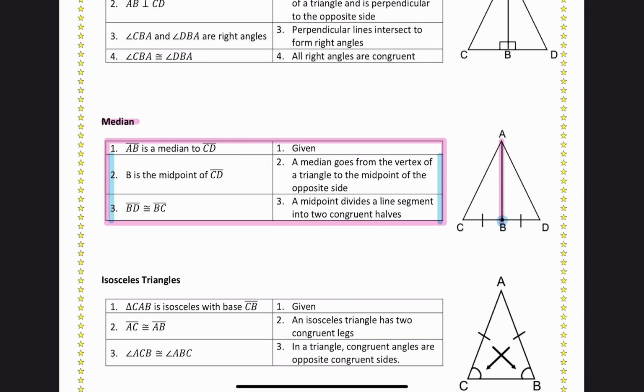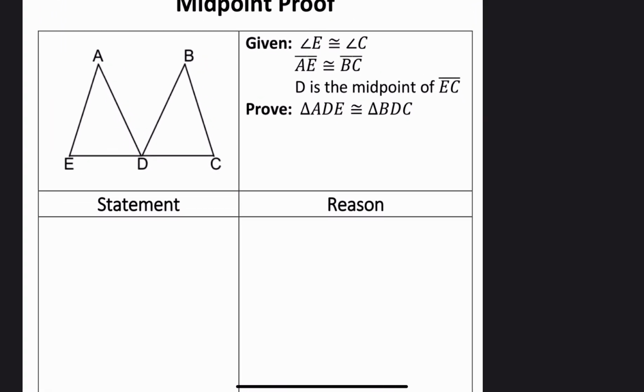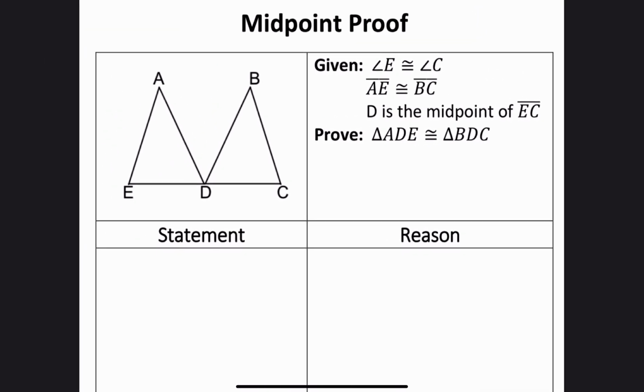So let's see if we can write a proof or two using our newfound knowledge of medians and midpoints. So this first example, again, I kind of give it away in the title when I say midpoint proof, but then again, so does the given, right? Let's mark our givens one by one. So the first given I'm going to mark is angle E is congruent to angle C. The next given I'm going to mark is that AE is congruent to, I'm going to use a different color because I feel like that's too close to the purple. AE is congruent to BC. And last but not least, our final given here, D is the midpoint of EC.